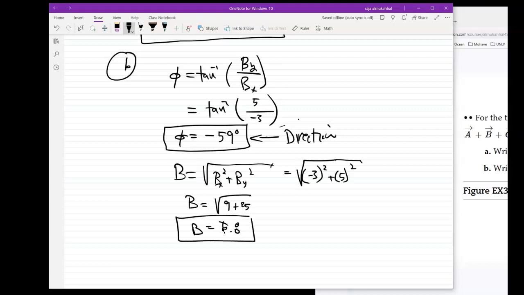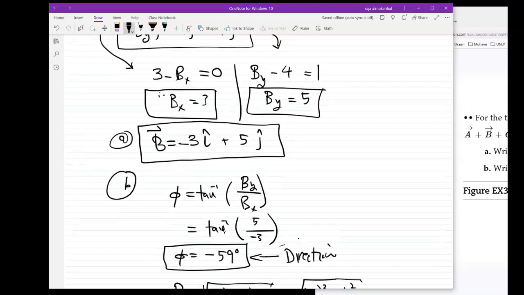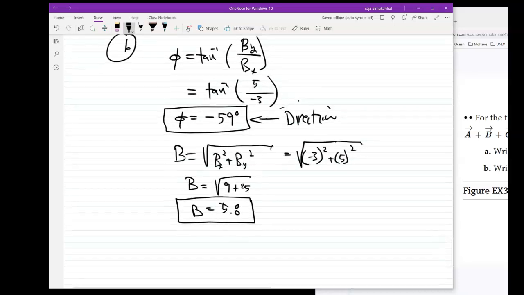Okay, so there we go. I can either represent it with this nice looking vector, or with this form, with direction and magnitude. This is magnitude, this is direction. Okay, good.